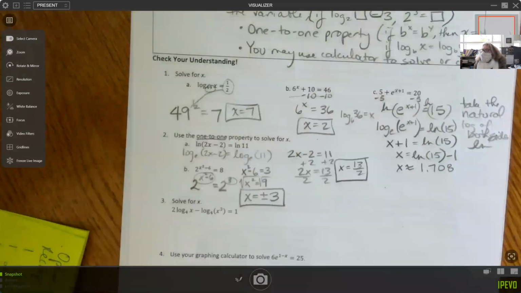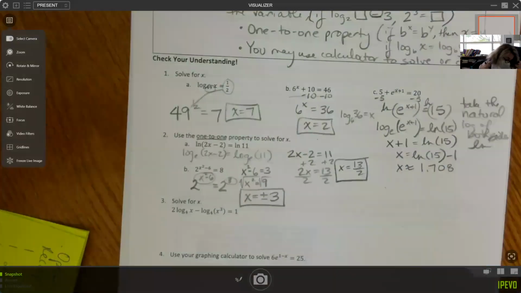Okay, and this is a friendly one. You can just drop it back in in your head, right? 2 to the 3 squared minus 6 is going to be 2 cubed. Any questions? Okay, going okay? Beautiful. Now we're going to solve for x.